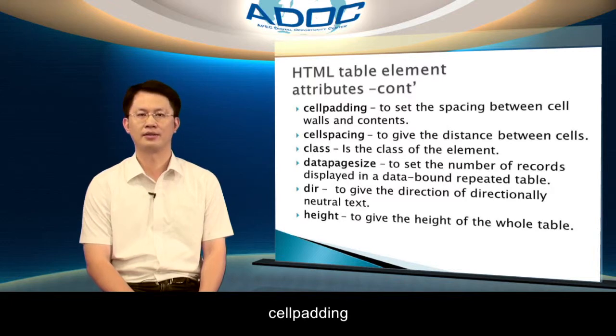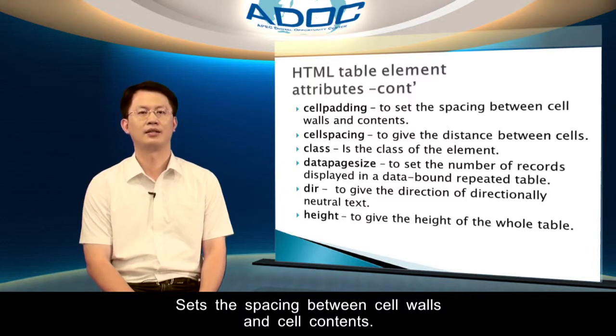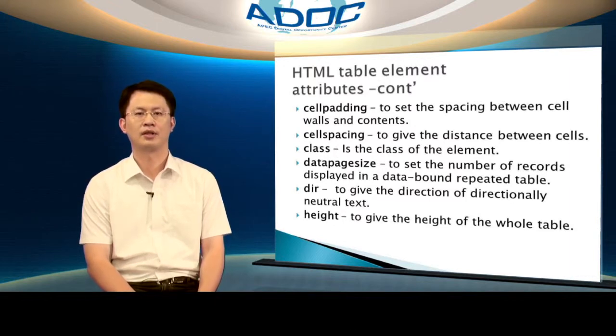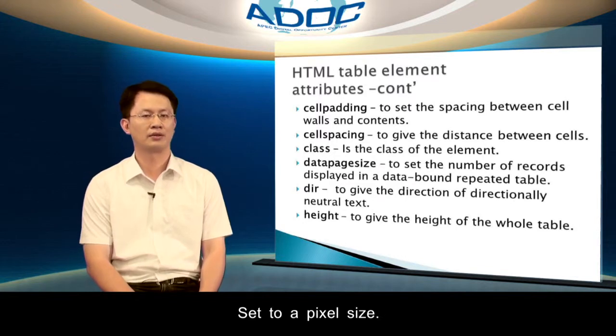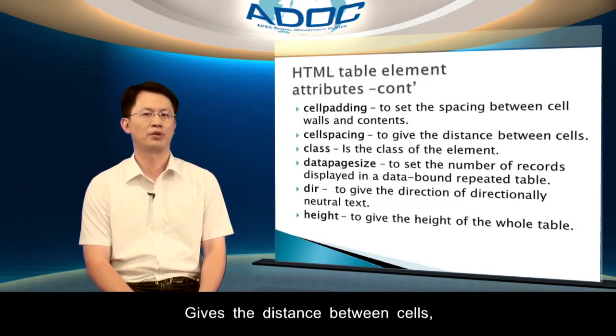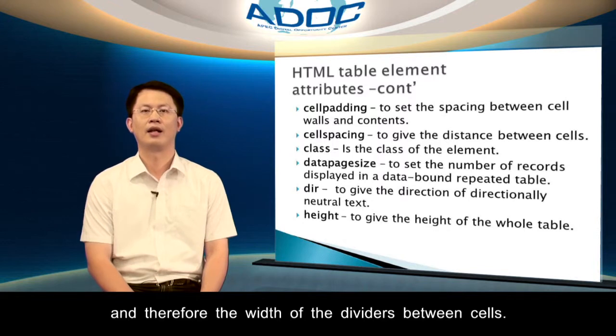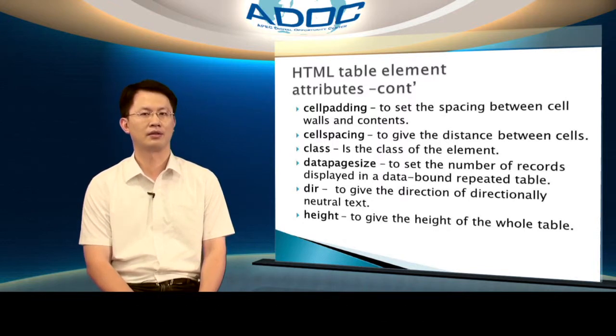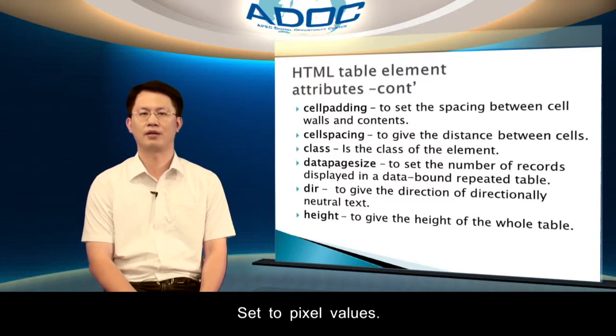And cellpadding. Set the spacing between cell walls and cell contents. Set to a pixel size. Cellspacing gives the distance between cells and therefore the width of the dividers between cells. Set to pixel values.